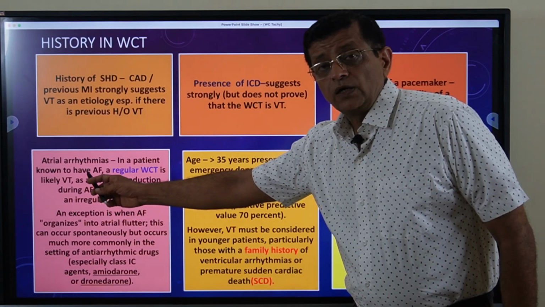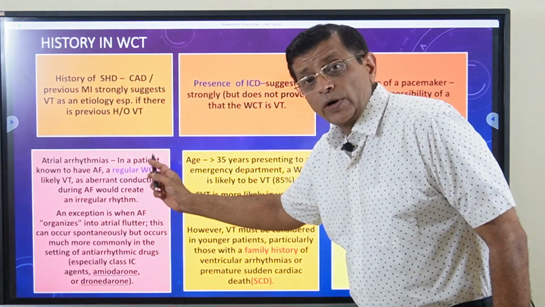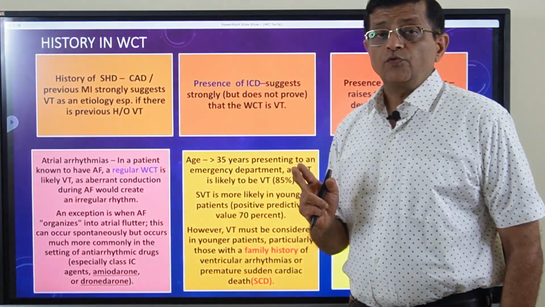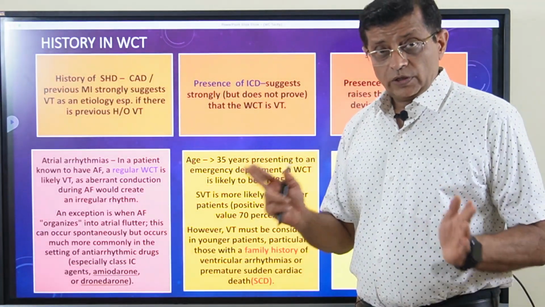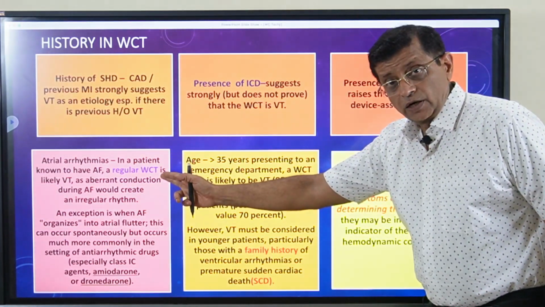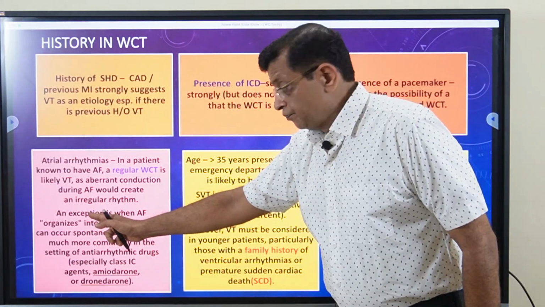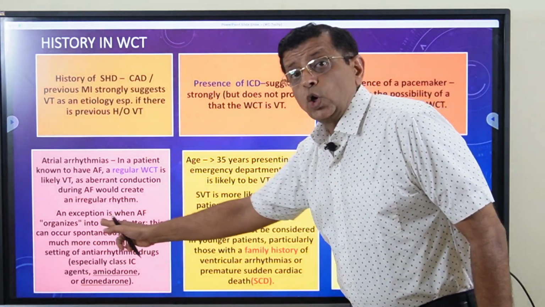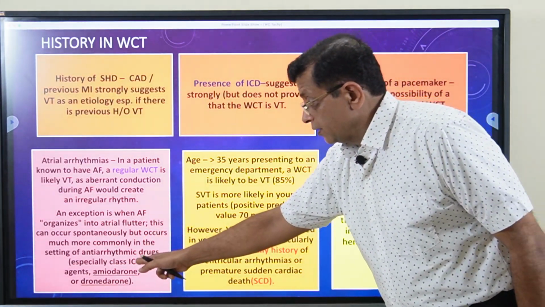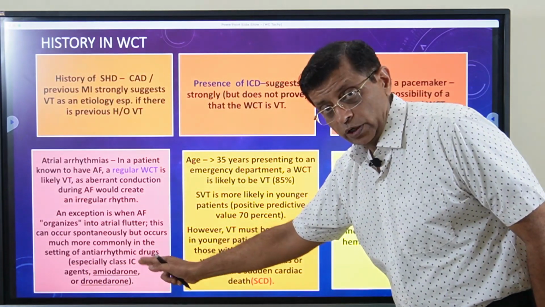If the patient is a known patient of atrial fibrillation and now presents with a regular wide complex tachycardia, normally a patient with AF will have an irregular rhythm, right? Irregularly irregular. But if such a patient presents with a regular wide complex tachycardia, then it is likely to be a ventricular tachycardia, unless there is an exception. Sometimes this AF organizes into a flutter with wide complexes and a low heart rate, especially in patients who are taking class 1C antiarrhythmics like amiodarone or dronedarone.